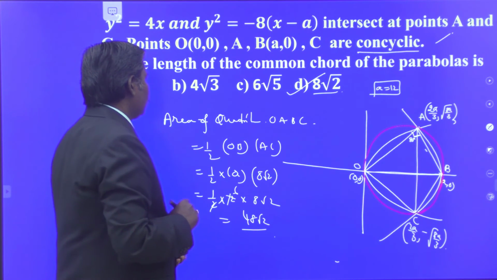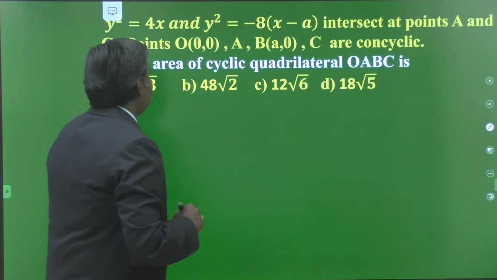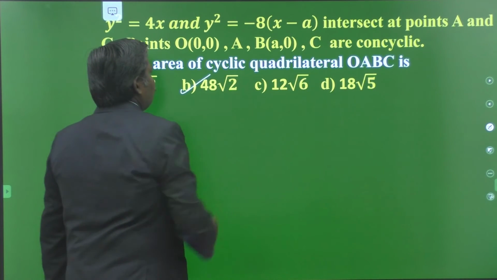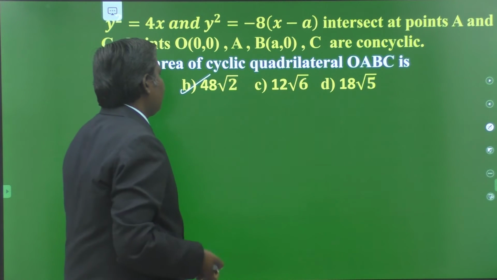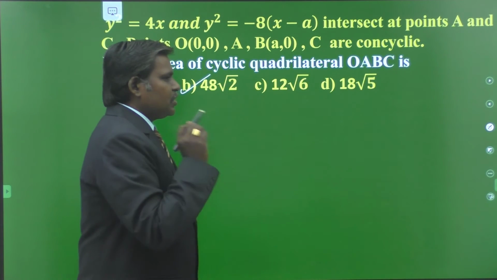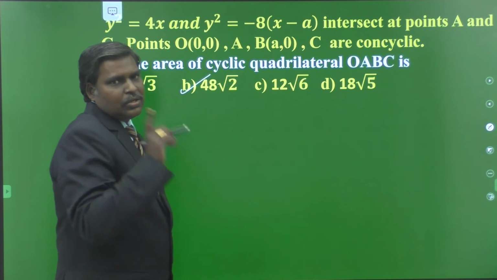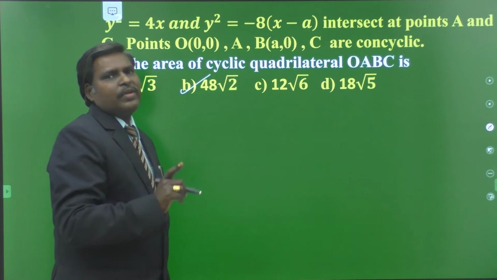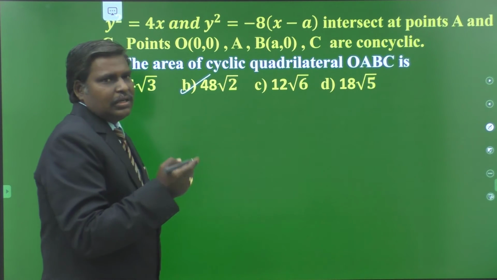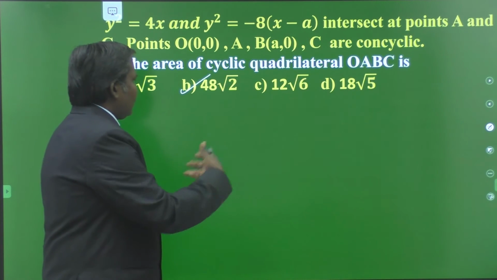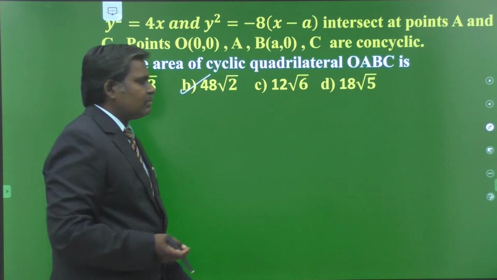This is 48 root 2. The area of the quadrilateral is 48 root 2. Once you have the value of A, the remaining things we obtain automatically. So the first question is very, very important to crack. After getting the first question, the immediate questions we can easily crack.